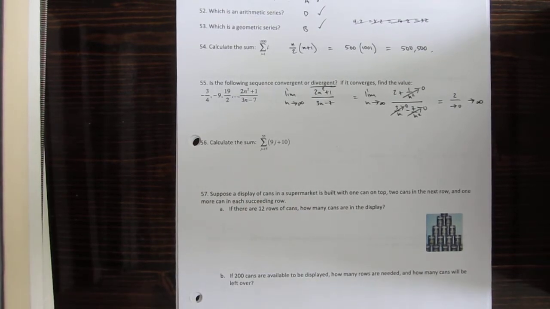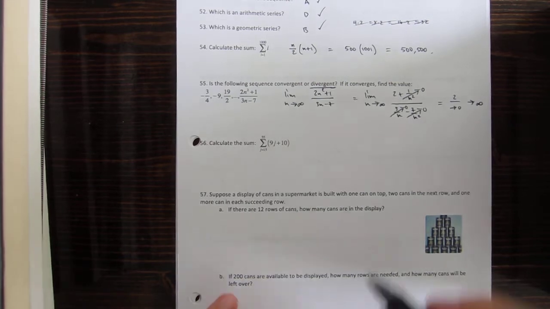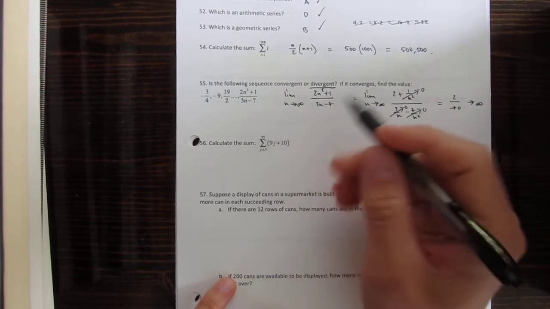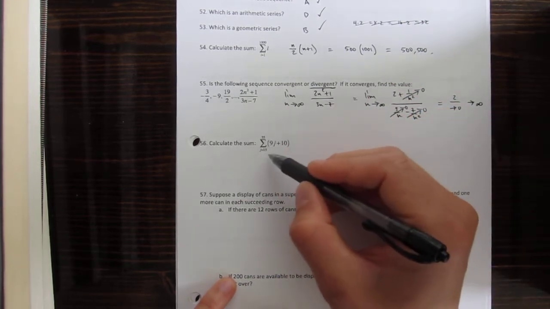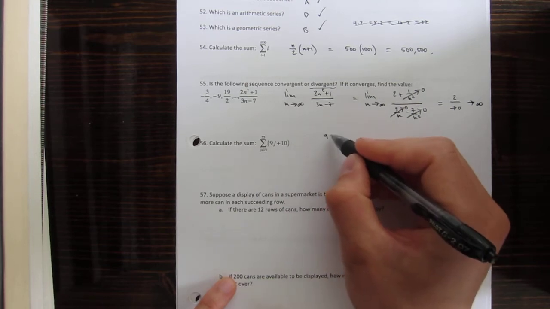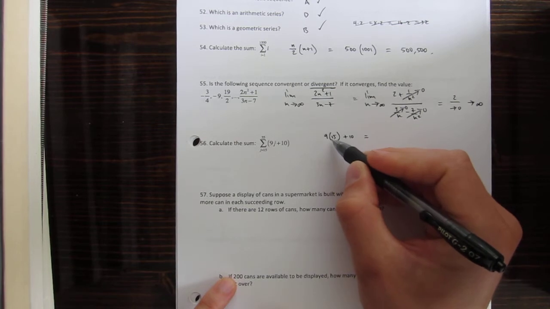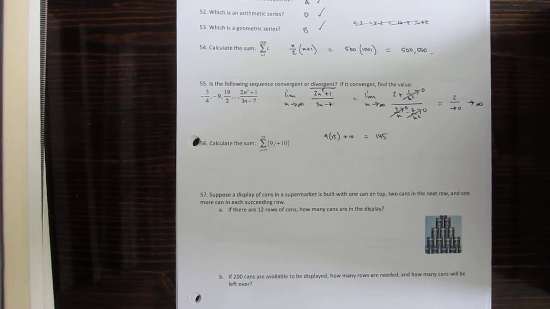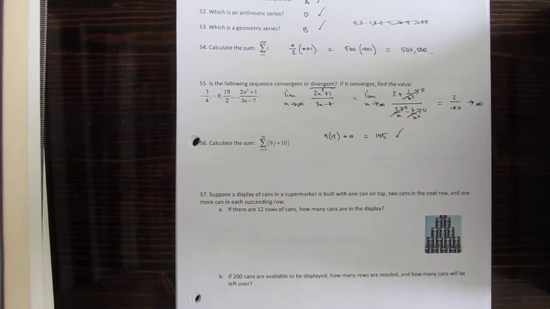56 is asking us to calculate the sum from j equals 15 to 55 of 9j plus 10. So 9j plus 10 is an arithmetic sequence. The first term would be plugging in 15, so that would be 9 times 15 plus 10, which is 90 plus 45, 135, 145, so that would be our starting value.